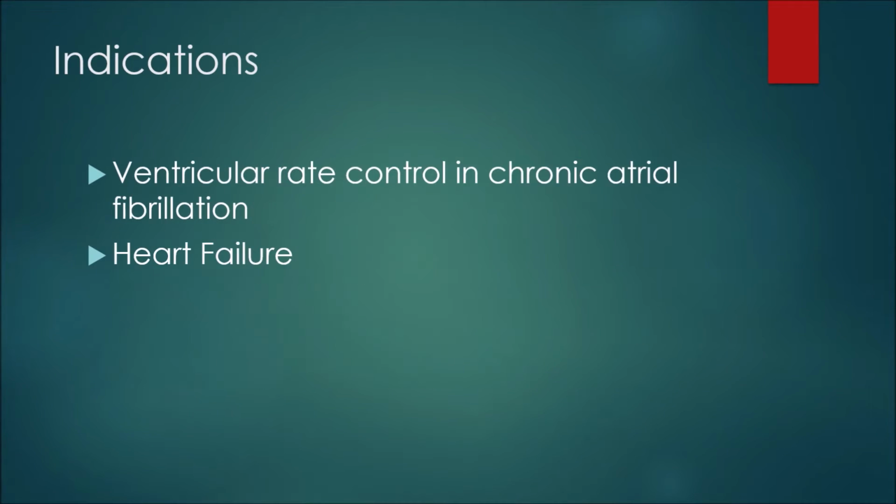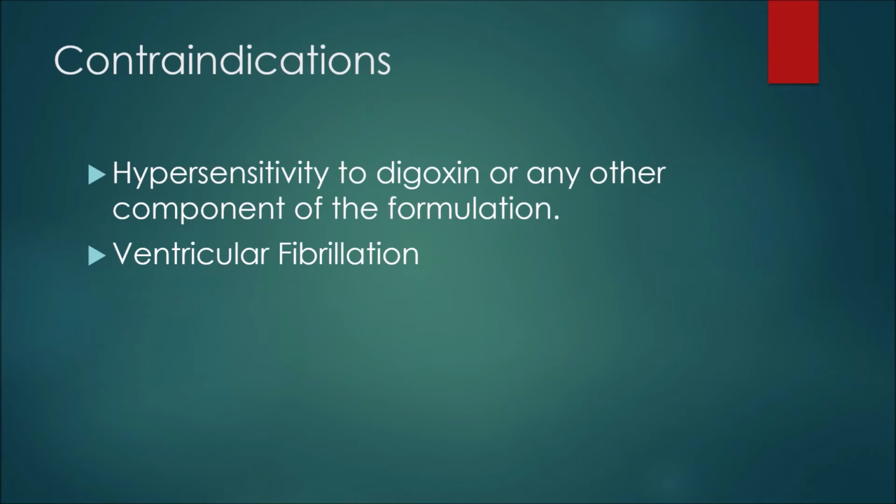In terms of indications or reasons we would prescribe this medication, we may use this medication for ventricular rate control in chronic atrial fibrillation, as well as in the treatment of heart failure. With respect to contraindications or reasons we would not be able to prescribe Digoxin, we wouldn't use this medication in a patient who had a hypersensitivity to Digoxin or any other component of the formulation. As well, this medication wouldn't be used in patients who have ventricular fibrillation.